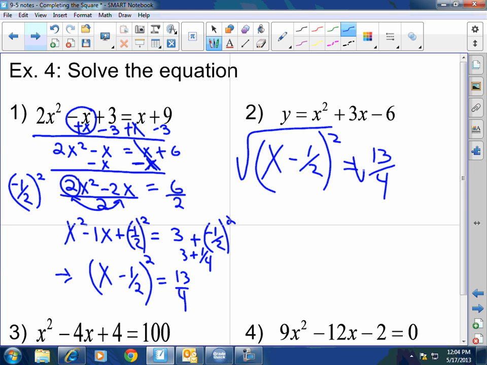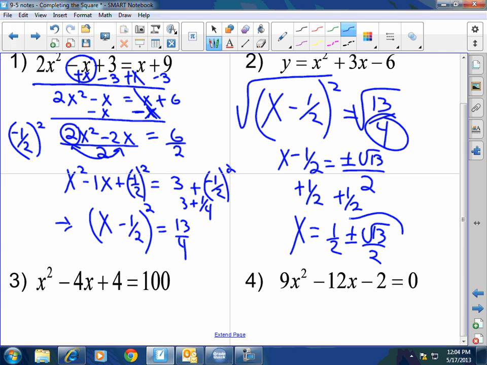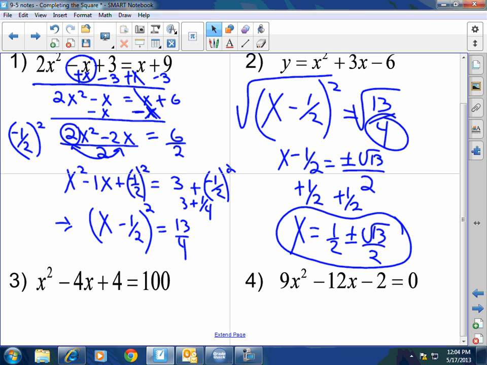Okay, how do I solve for x? Square root both sides. So I'm going to have x minus 1 half equals plus or minus square root of 13 over 2. Where did that 2 come from? Square root of 4 in the denominator, absolutely. How do I solve for x now, boys? Oh, yeah. Add 1 half to both sides. So x will equal 1 half plus or minus square root of 13 over 2. Talk to me, gentlemen.